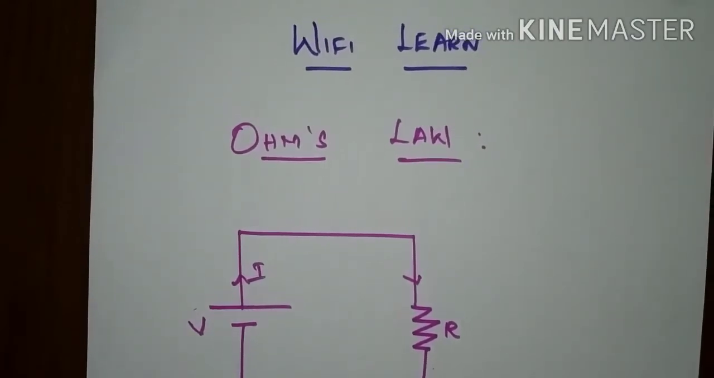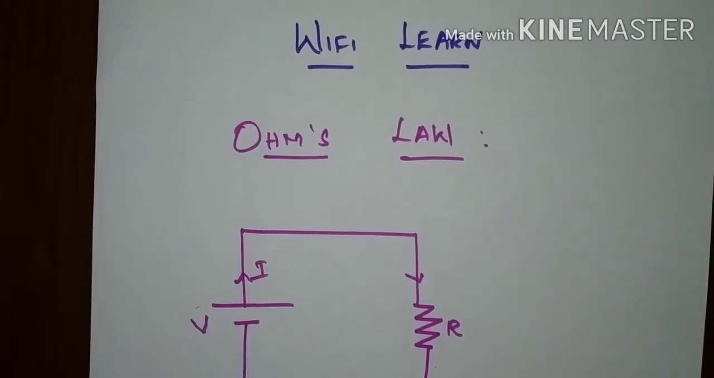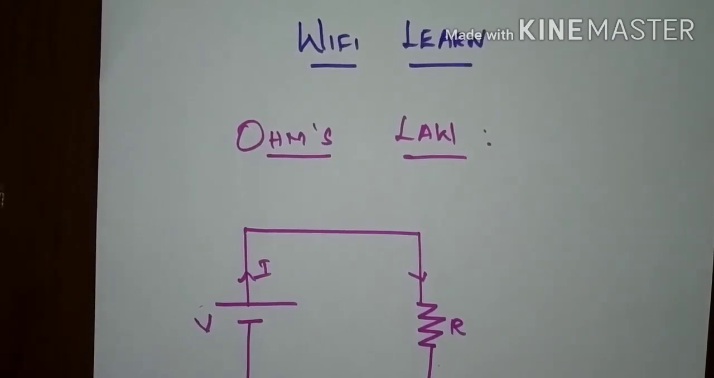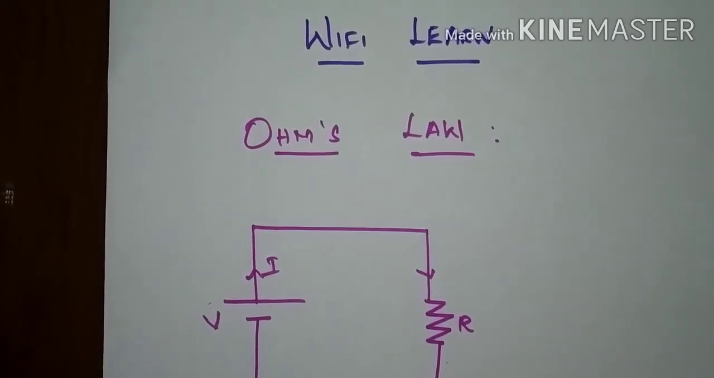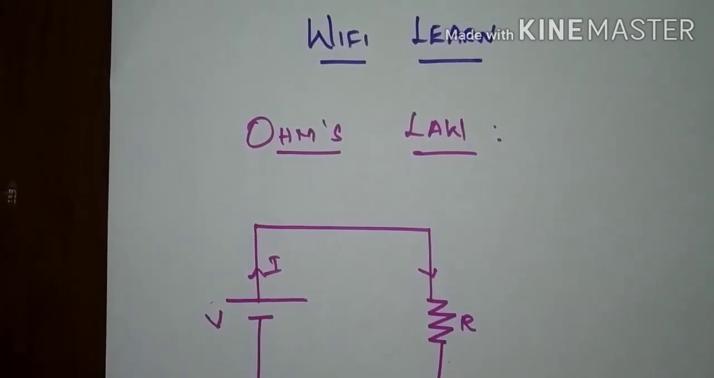In this video, we can see about Ohm's law. It is a law discovered by George Simon Ohm. According to Ohm's theory, the amount of electrical current through a metal conductor in a circuit is directly proportional to the voltage that is applied across it at a constant temperature.